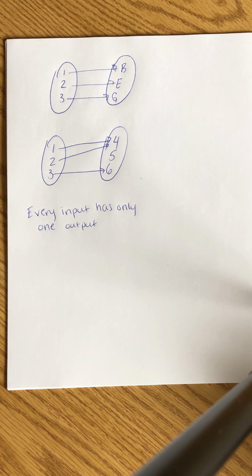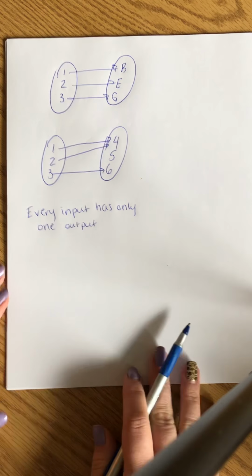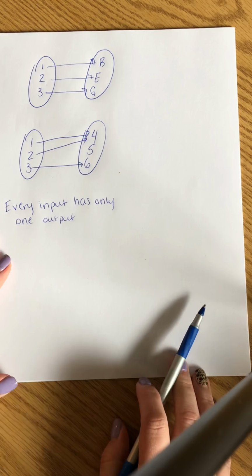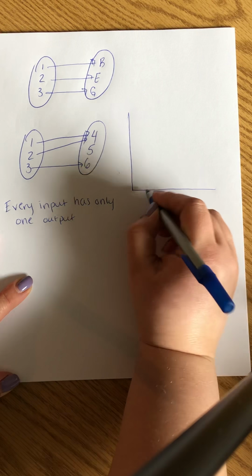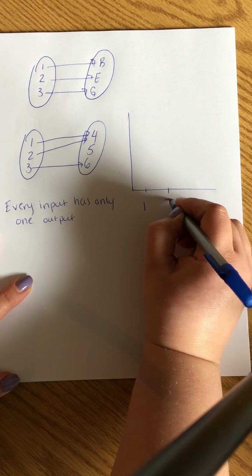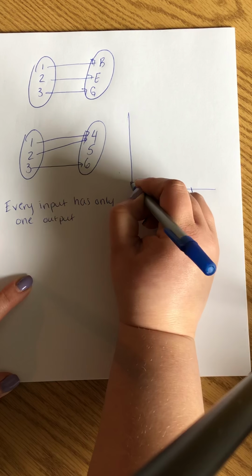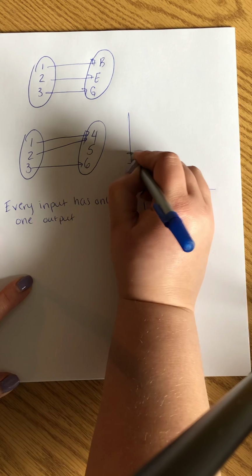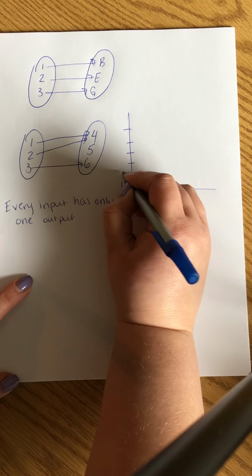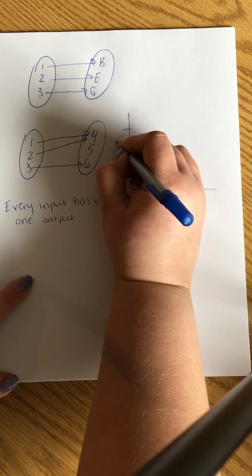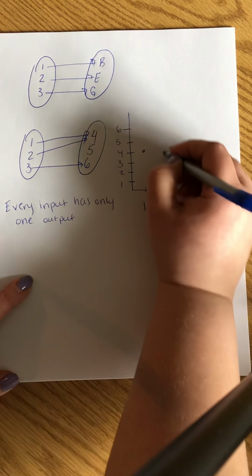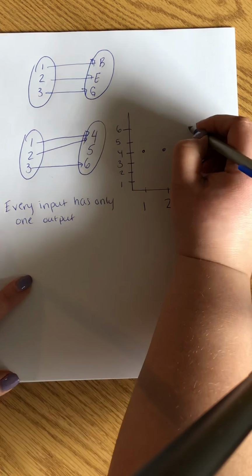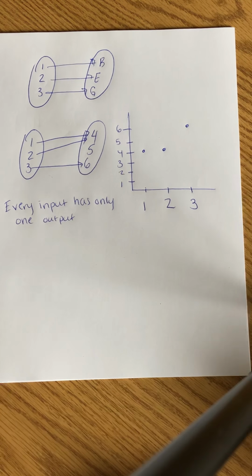And a good way to test that, and I had sent this back to some of you, was to take this idea and put it on a graph. So if I was to graph these values, 1, 2, 3, 2, 3, 4, 5, 6. Okay, and it says 1 goes to 4, it says 2 goes to 4, and 3 goes to 6. Okay, and we talked about the idea of a vertical line test.